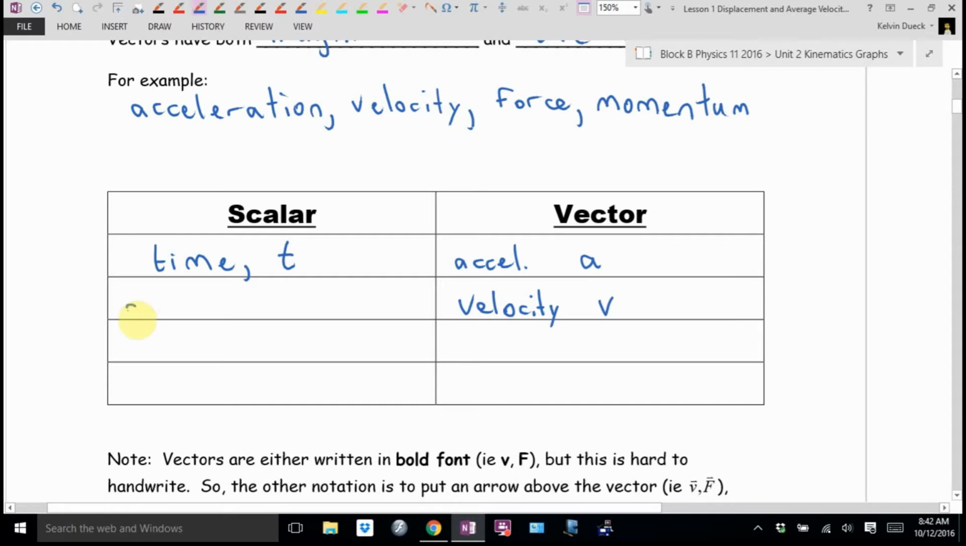Speed is a scalar. Mr. Dewick, it would be sure nice if there was an easy way to remember that speed is a scalar. Mr. Dewick, if you were a good teacher, you'd have an easy, dumb way for me to remember that speed is a scalar. I got nothing. You're on your own. What would be a good letter to use for speed? I tricked you. We also use a V. Huh? Patience, young grasshoppers, patience.